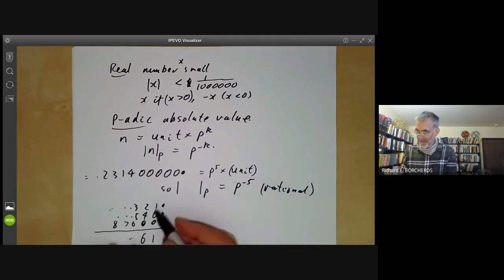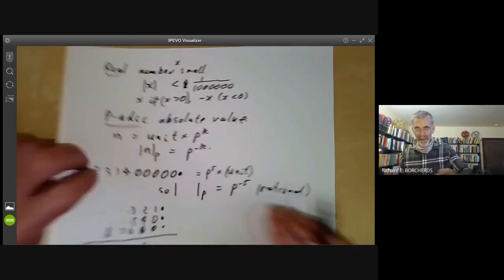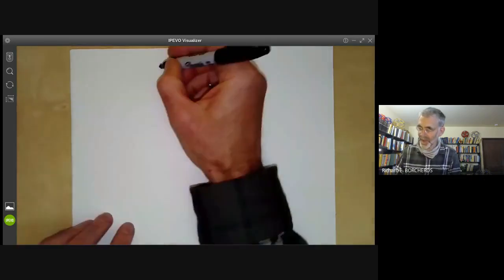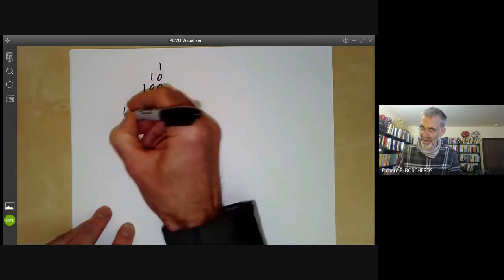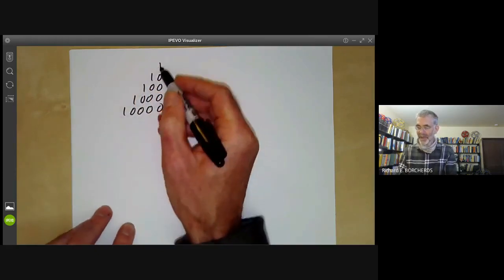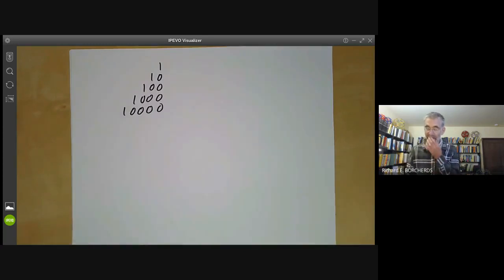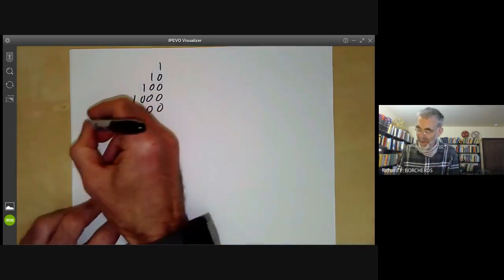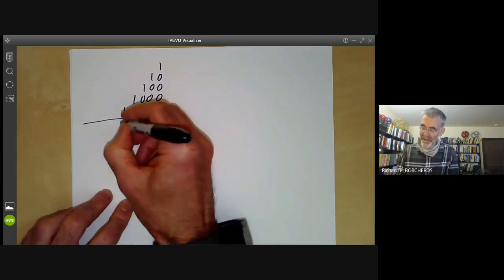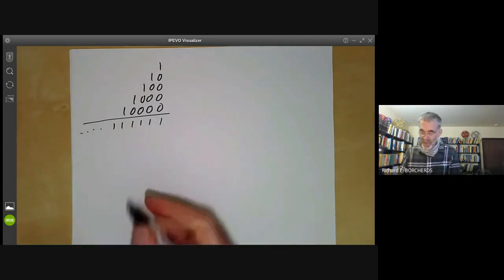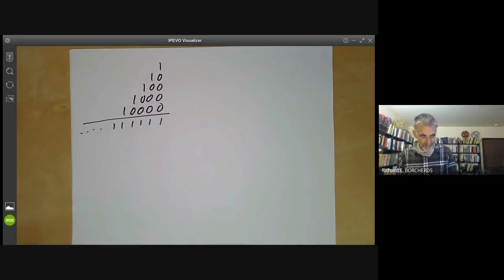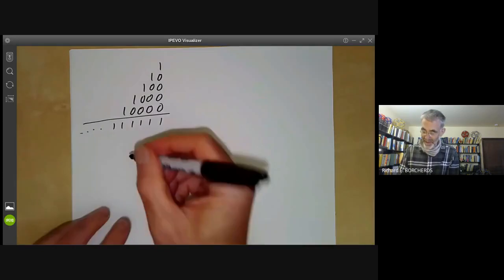So suppose I take the following sequence of numbers. Suppose I take 1, 1, 0, 1, 0, 0, 1, 0, 0, 0, 1, 0, 0, 0, 0. Now, if I add these up as real numbers, it doesn't make sense. It's going to be infinite. If I add them up as p-adic numbers, there's no problem because I just get this number here, and it doesn't really matter that it goes on infinitely far to the left. The way to sum p-adic numbers is actually easier than for real numbers.